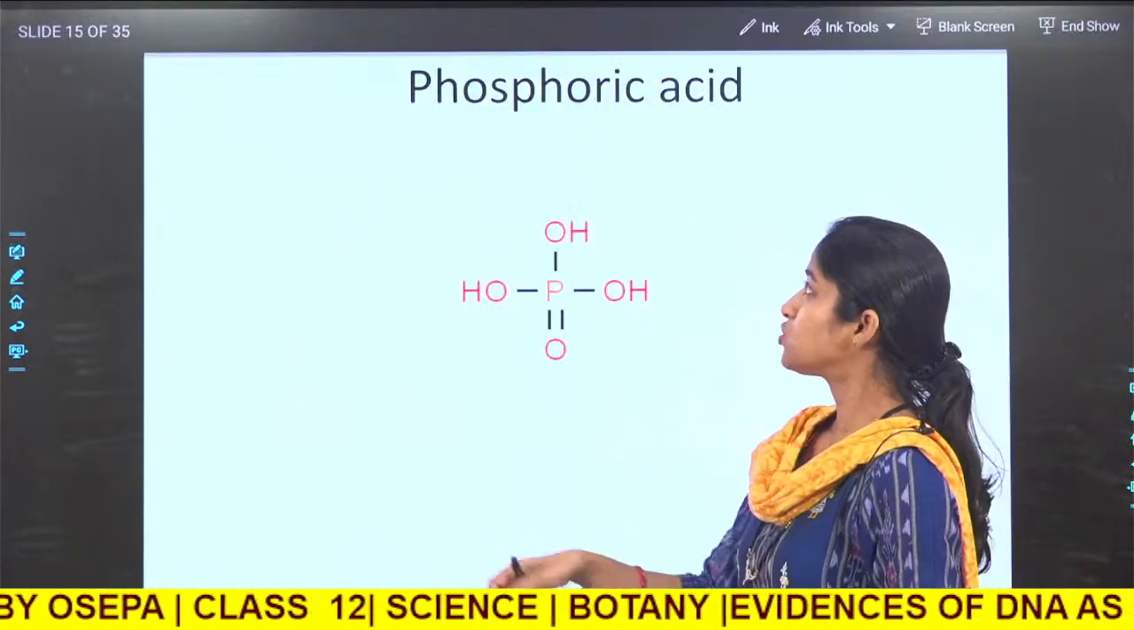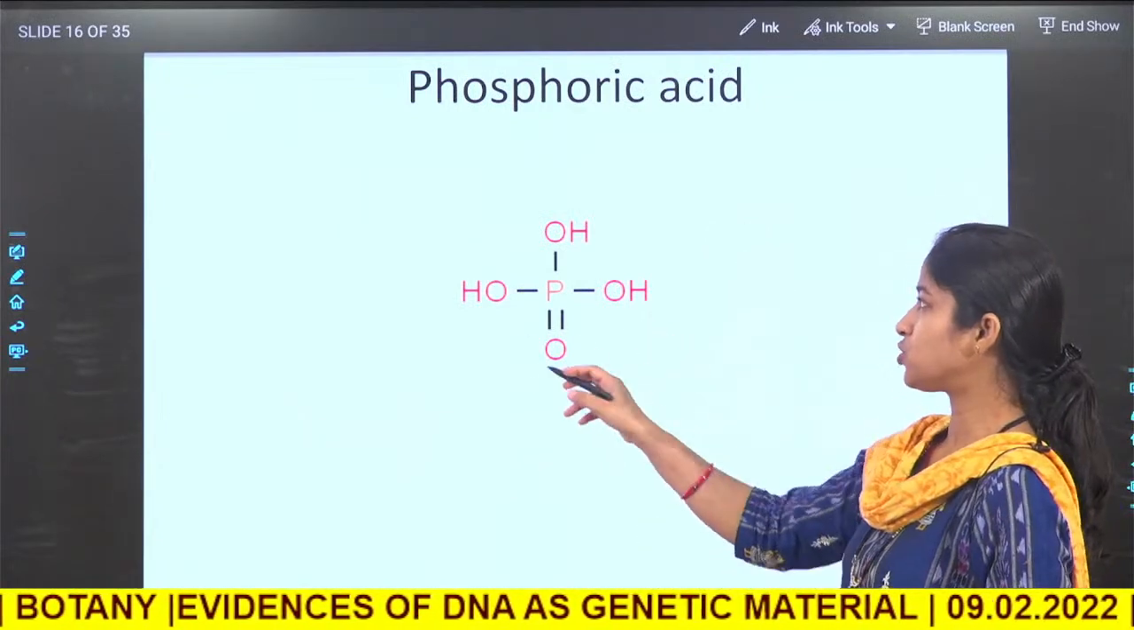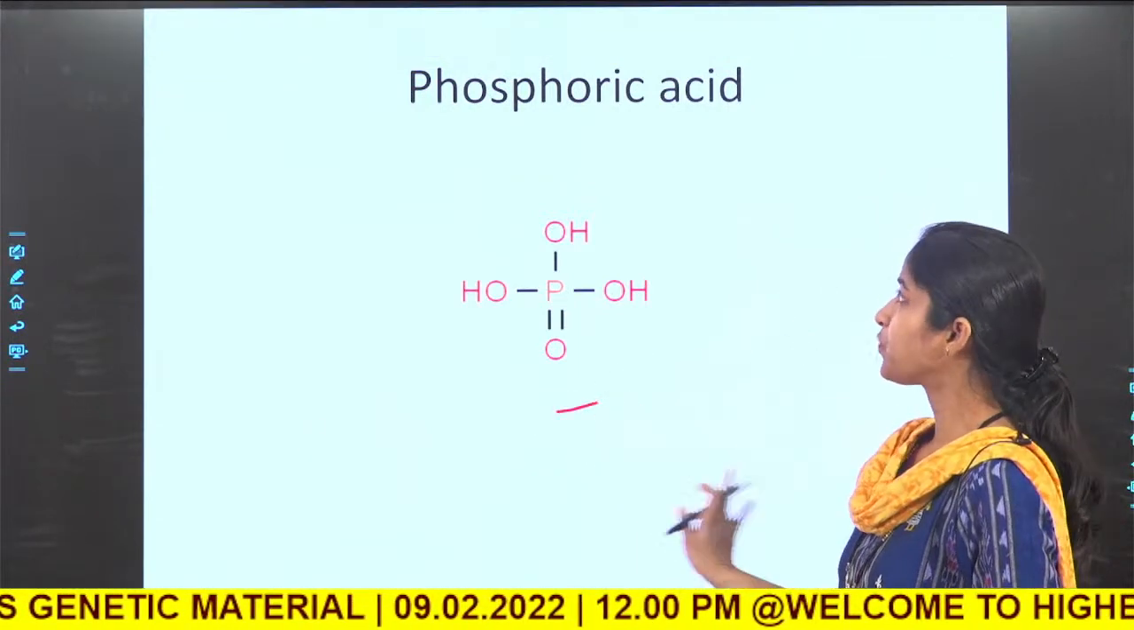Okay. So, next is the phosphoric acid or phosphate group. Now, as you know the structure of a phosphoric acid, so this is the structure. Okay.